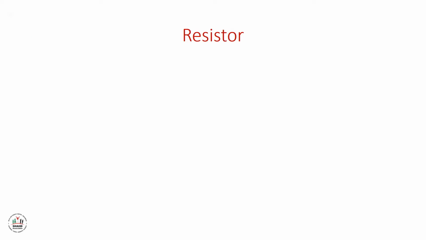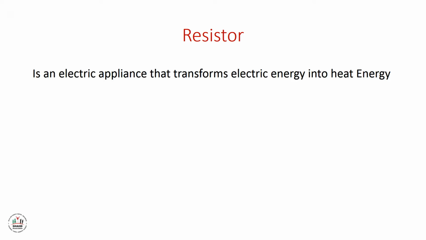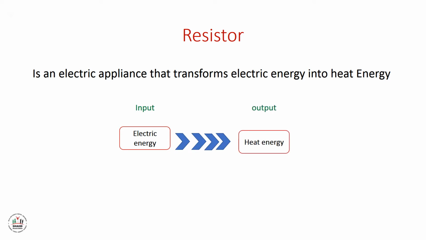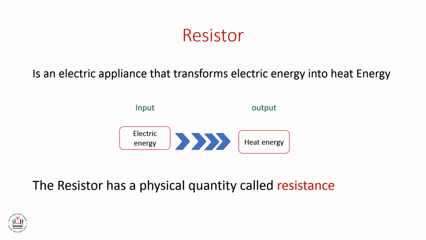As we saw in the Explore section, some components take electric energy as an input and transform it into another type of energy. Today, we are going to take a new component called a resistor. The resistor is an electric appliance that transforms electric energy into heat energy. So it takes electric energy as an input and transforms it into heat energy as an output. The resistor has a physical quantity called the resistance. Its SI unit is ohm, and it has a symbol like this.